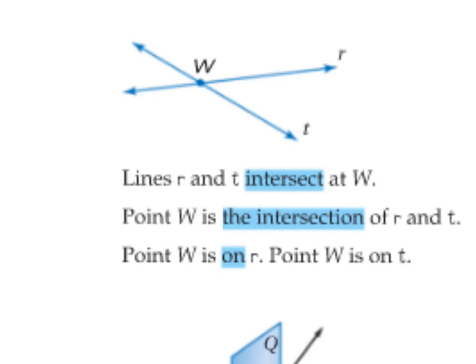I've got two lines on it and a point. Lines R and T intersect at point W. We don't write the word point, but we know we're talking about a point because it's a capital letter. Point W is the intersection of lines R and T. Also, point W is on R and point W is on T. So these are different ways to describe the same picture.